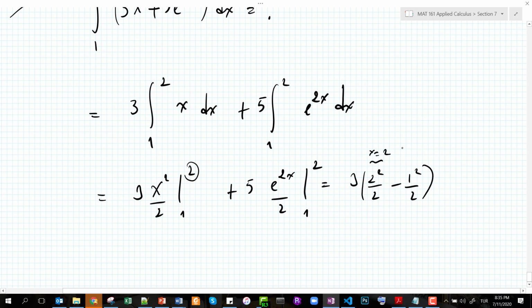This is the value when I use x equal 2, and then this is x equal 1. This is just for the first integral. And plus I have here, look at that, 5 times e to the 2 times 2 over 2 minus e to the 2 times 1 over 2. And then this is for the second integral, x equal 2 and then x equal 1 respectively.